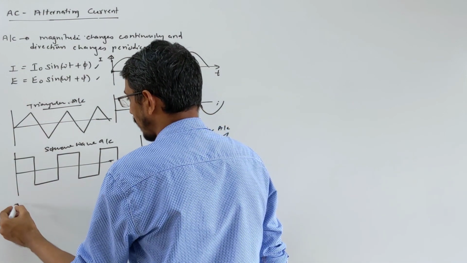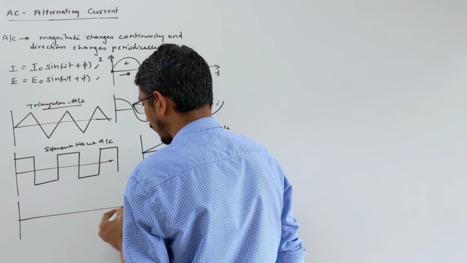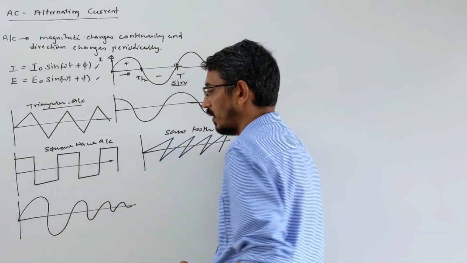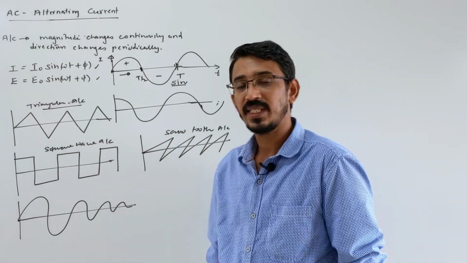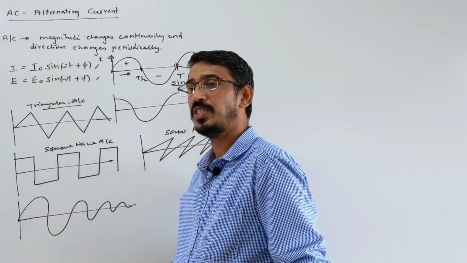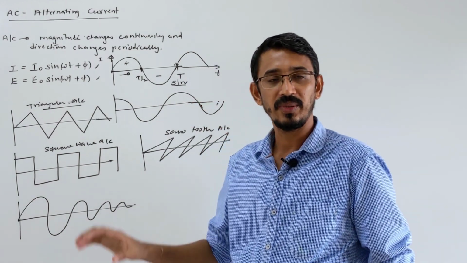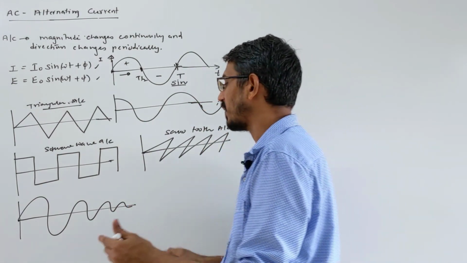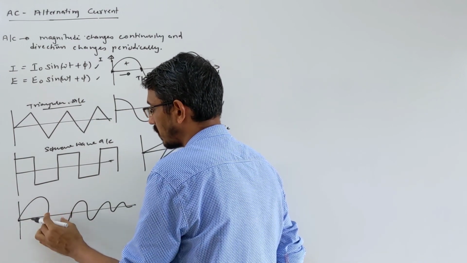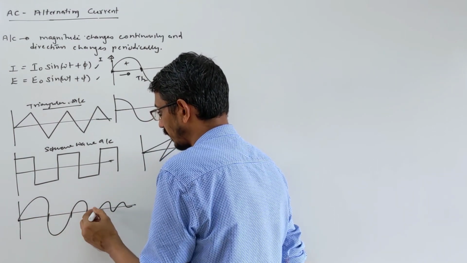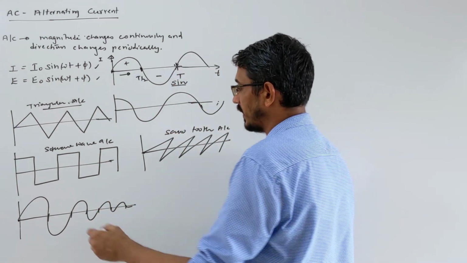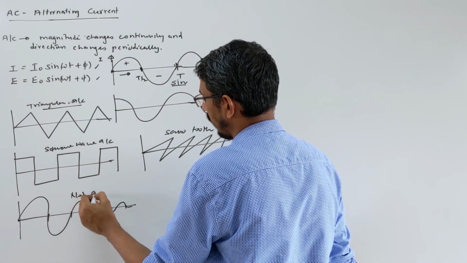Suppose I give a wave like this, and I ask you whether this is AC, your answer will be no, it's not an AC. Why? Direction is changing, magnitude is also changing, but it's not periodic. It's not after a fixed time interval. This time is some value, then the next time should also be the same. This time is small, then the next time is small. You see right now? So the time interval is not the same. So it's not an AC.